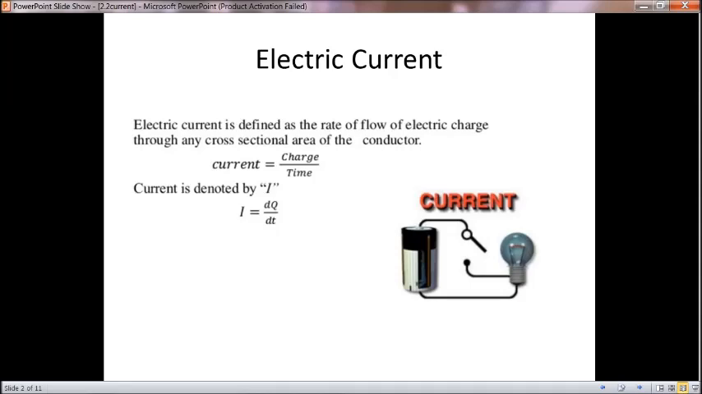Current is denoted by the letter I, and so I is equal to the flow of electric charge per unit area with respect to time, and it is varying with respect to time. So I is equal to dq by dt, differentiation with respect to time, because it is varying. Only moving charge creates current. That is given over here, how an electric current is produced. Whenever the charges move from positive to negative, current will be there.